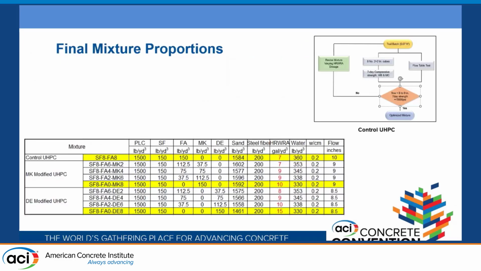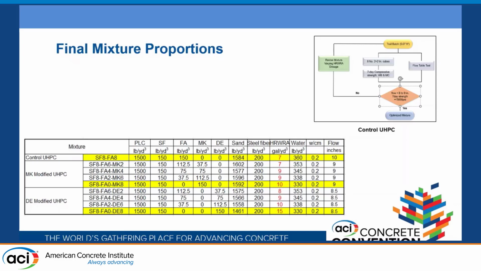To produce the UHPC mixtures, our target was to achieve an average static flow between 8 to 9 inches and a minimum compressive strength of 17,000 psi. Various trial batches were made by varying HRWRA dosage with a constant water-to-cementitious ratio. The control UHPC is given the designation SF8FA8. That means it has 8% of silica fume and 8% of fly ash out of total cementitious materials.